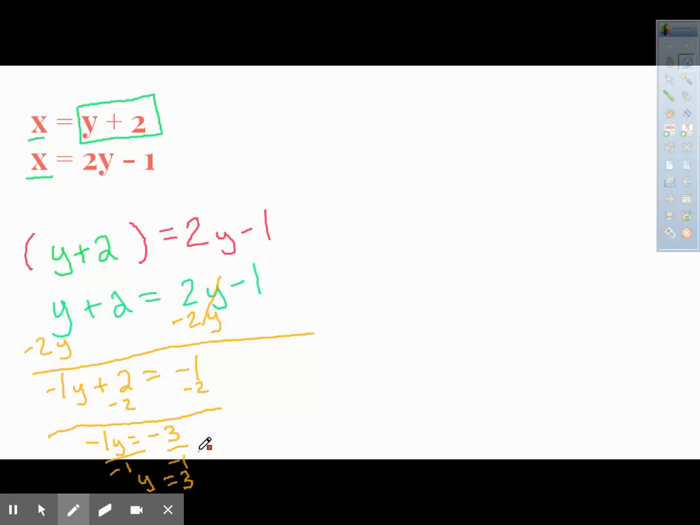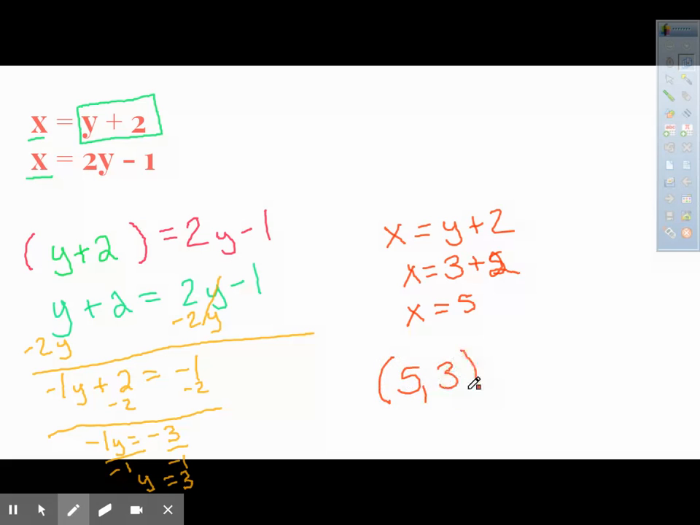Now that I have y, you can plug it in to either equation to find x. It's up to you which one you want to do. I'm going to do the top. So x equals y plus 2. So I would do x equals 3 plus 2, which is 5. So x equals 5. And my final answer would be 5, 3. x always goes first. And there you go.